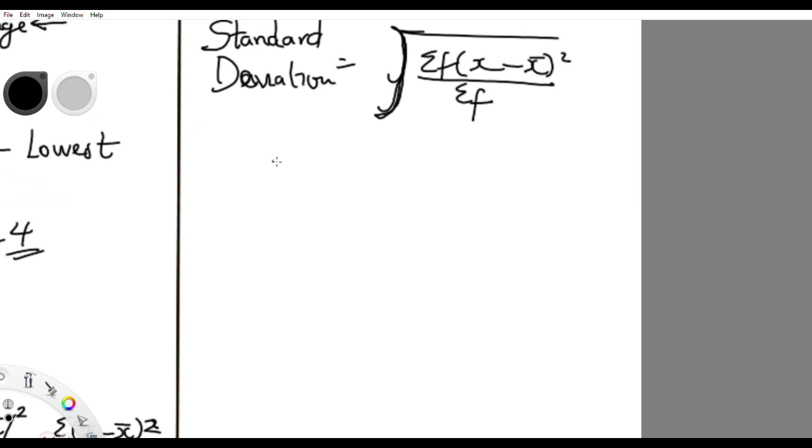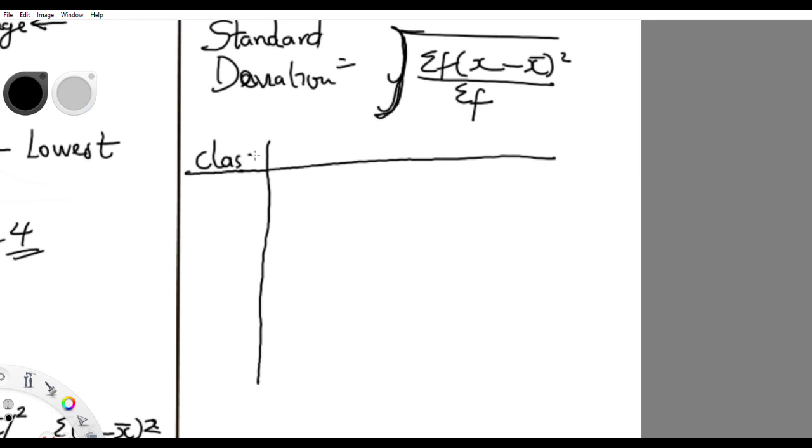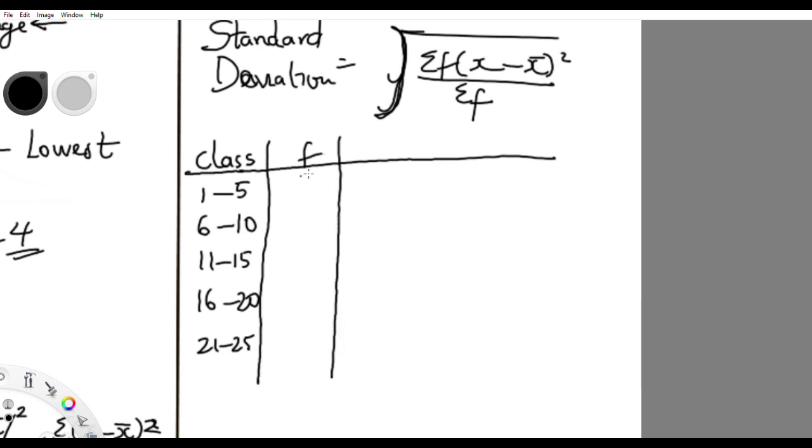Okay, let's treat a question on that, using that question from the last tutorial. The classes are 1 to 5, 6 to 10, 11 to 15, 16 to 20, 21 to 25, and the frequencies are 3, 4, 6, 2, 4, 6, 3, 1.